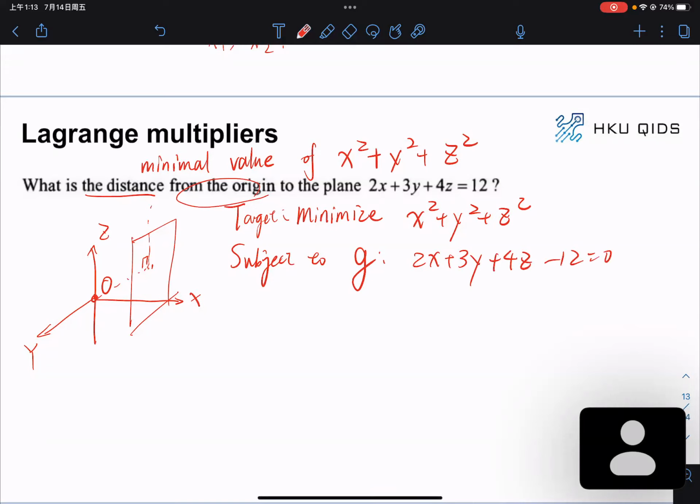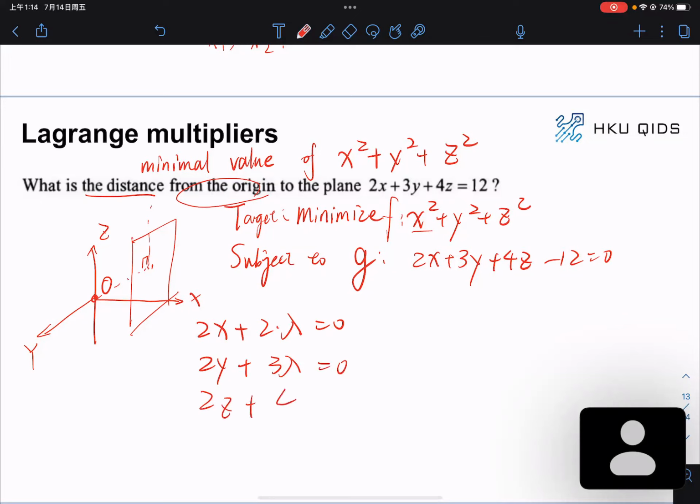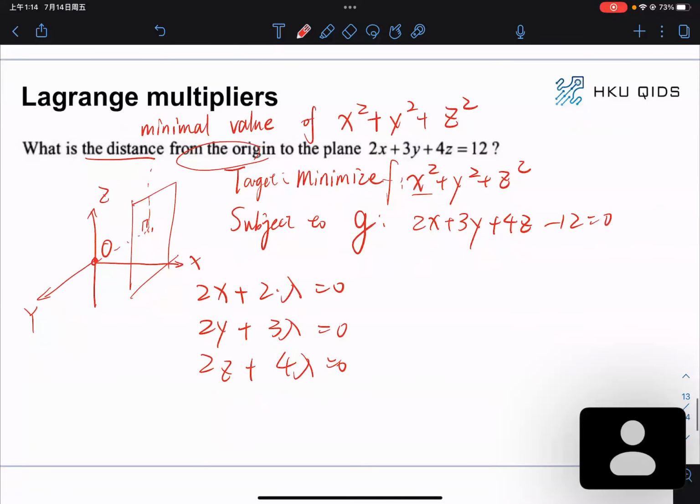Then we can have what? Then we first take the derivative of f(x) and g(x) with respect to x. Then we have 2x plus 2 multiplied by lambda. Oh, there is only one subject, so there is only one lambda. And this is going to be 0. Meanwhile, 2y plus 3 lambda is also going to be 0. And 2z plus 4 lambda is also going to be 0. And we also have 2x plus 3y plus 4z equal to 12.